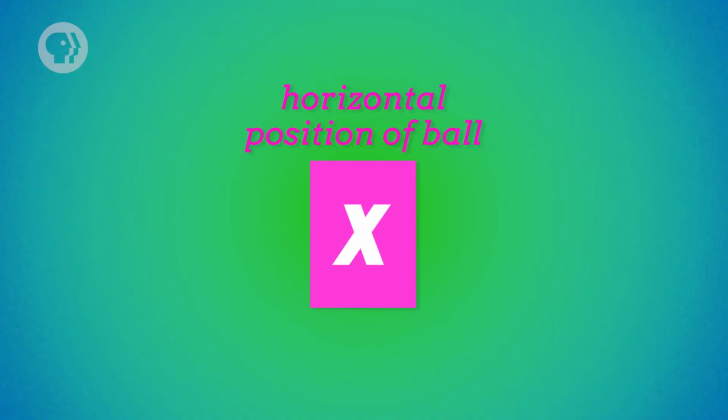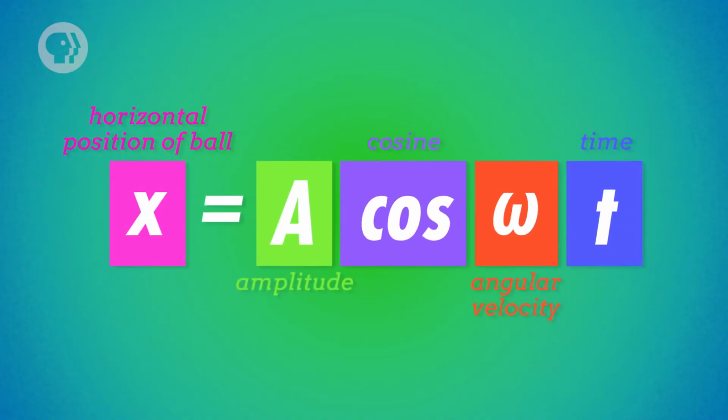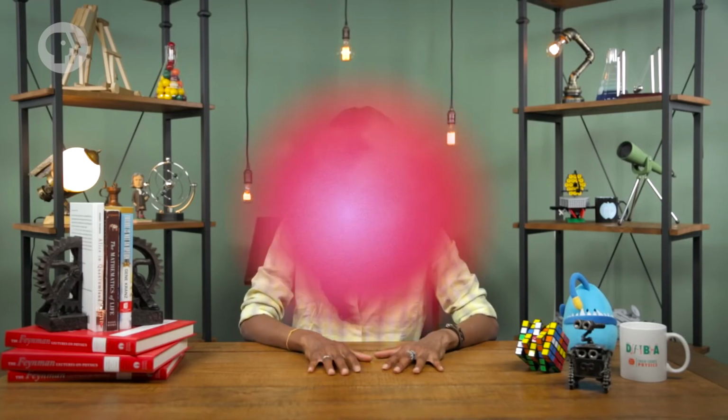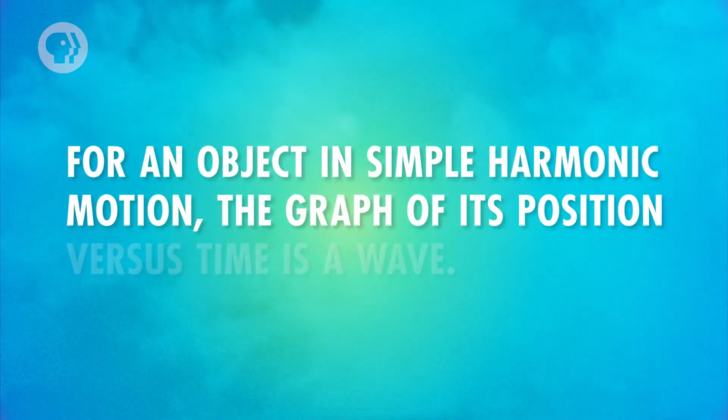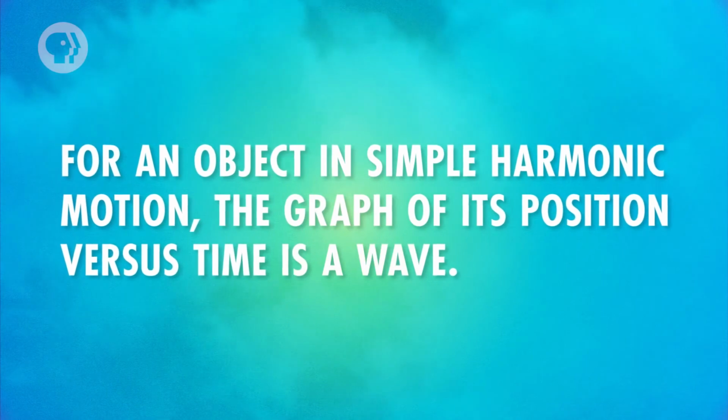In the same way that distance is equal to velocity multiplied by time, the angle is equal to the angular velocity multiplied by time. So we can write the equation for the position of the ball as x equals A cosine omega t. And when you graph this equation, something interesting happens. It looks like a wave. We'll be talking a lot more about waves in our next 3 episodes, but for now, it's helpful just to see the connection here. For an object in simple harmonic motion, the graph of its position versus time is a wave, which is why the swaying of the Millennium Bridge looked like a wave.